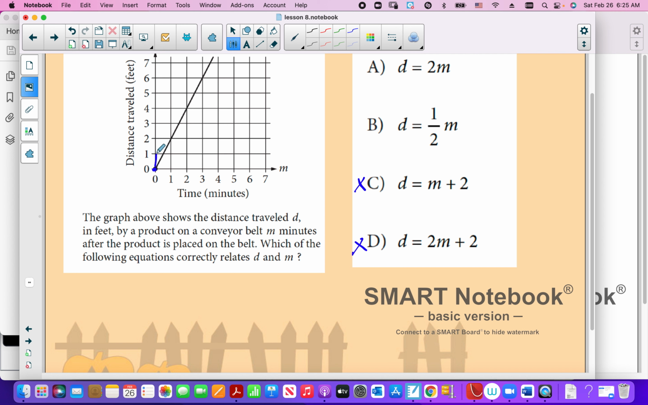I need to find the gradient. Rise over run. The rise is 4 and the run is 2, sorry. The run is 2 and that's 4 divided by 2. That gives me 2. So 2m, that should be A my correct answer.